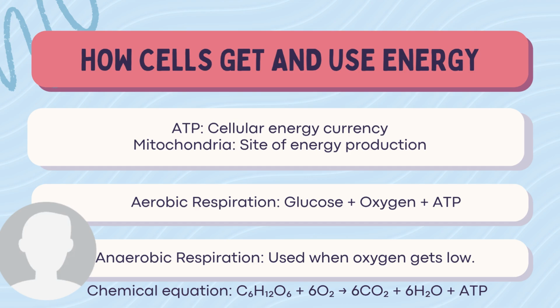Sometimes, if oxygen isn't available, like when you're sprinting hard, cells can switch to anaerobic respiration, which makes less ATP and also creates lactic acid, which can cause muscle soreness. So, in summary, energy in cells is mostly produced in the mitochondria, stored in ATP, and used to power almost every function the cell needs to perform.